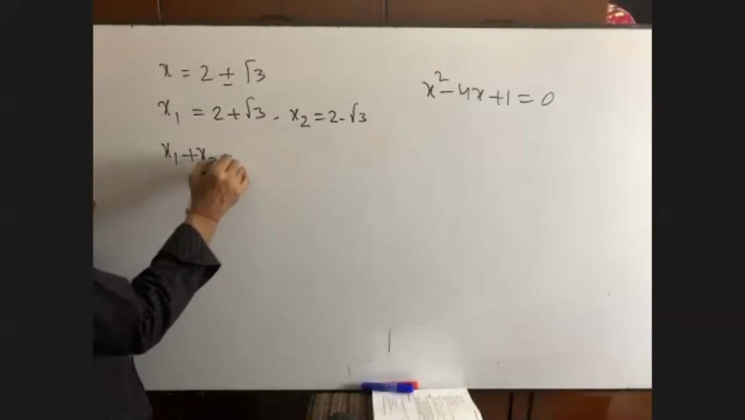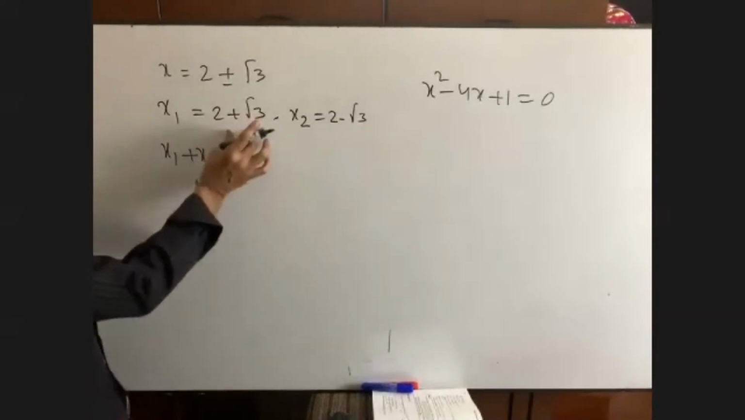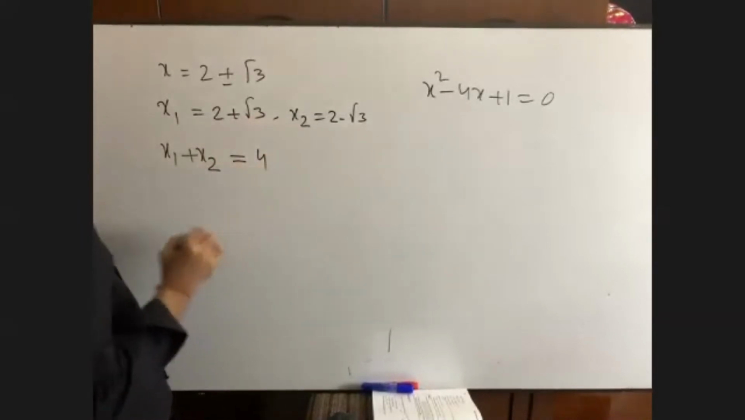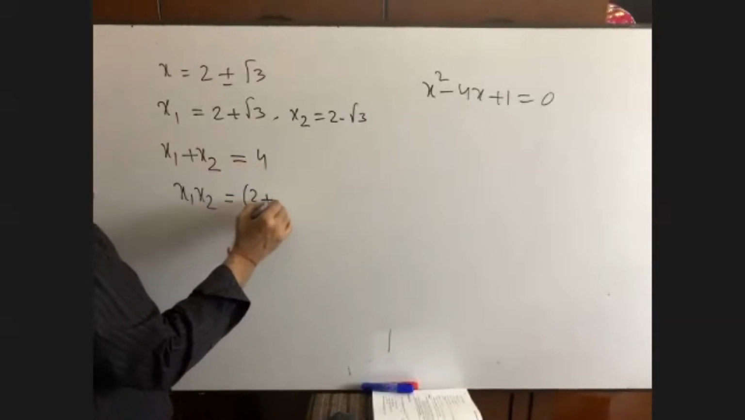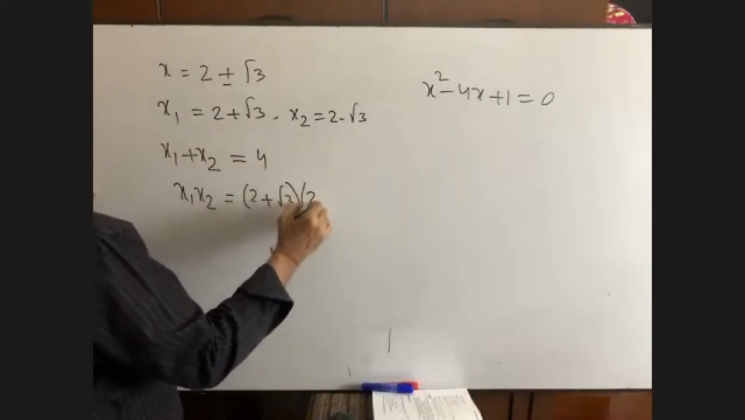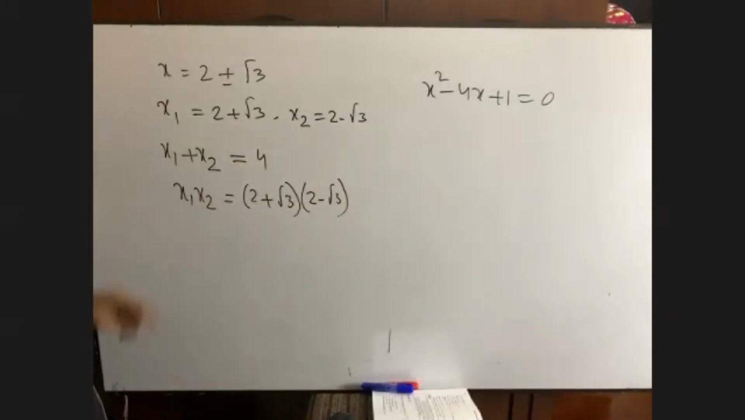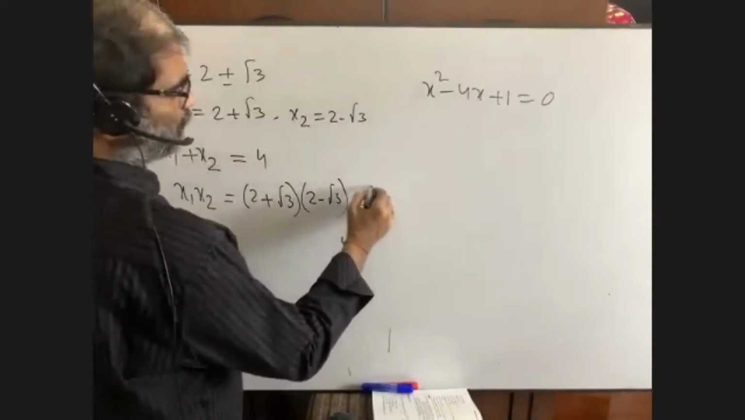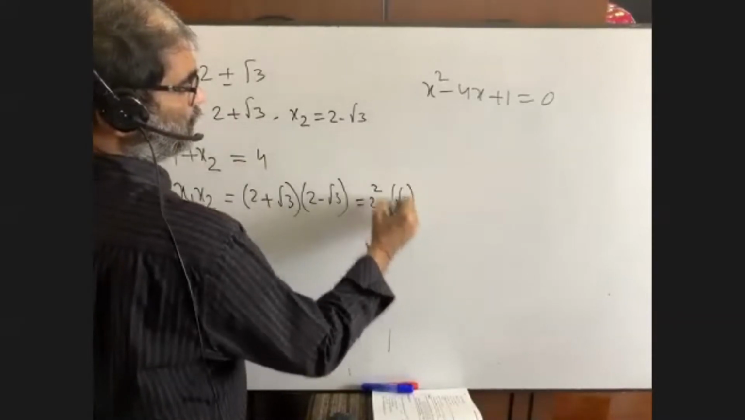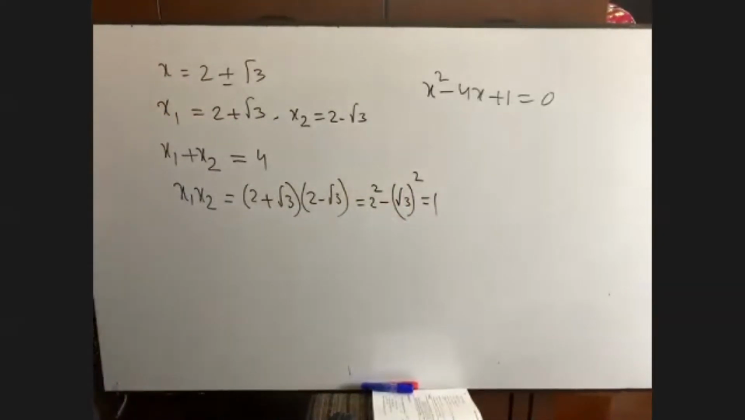x1 plus x2 equals what? 4. This plus this equals 4. And x1 into x2 equals what? (2 plus root 3) into (2 minus root 3). What is the formula? a square minus b square. So (a plus b)(a minus b) is equal to a square minus b square, which equals 1.